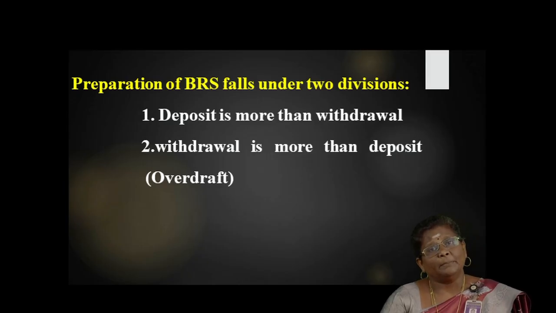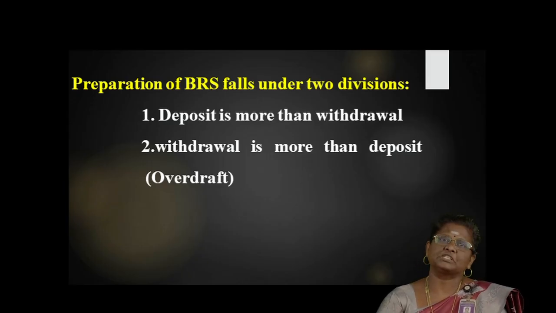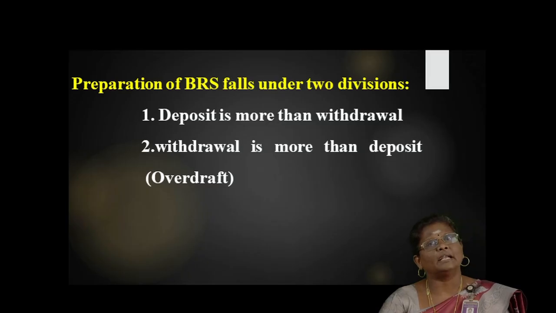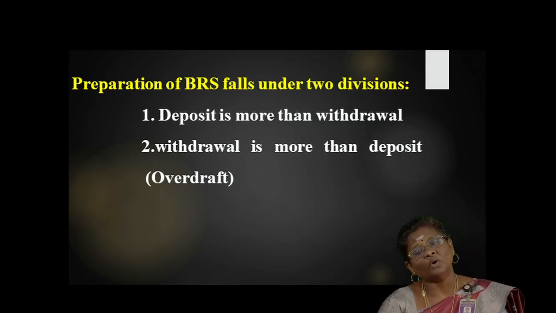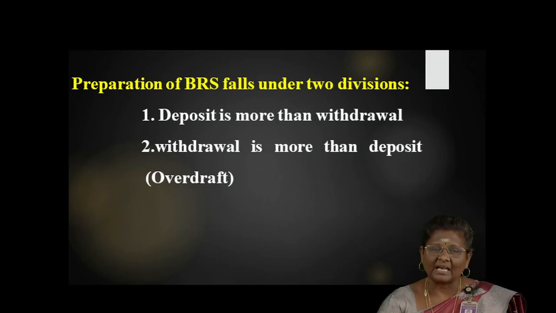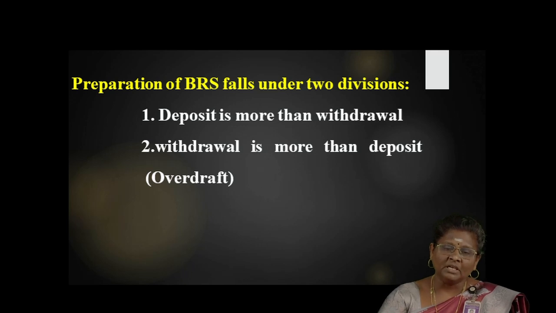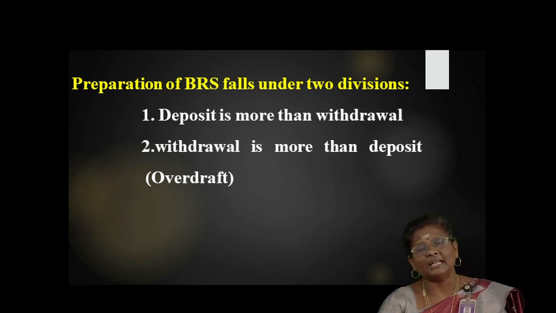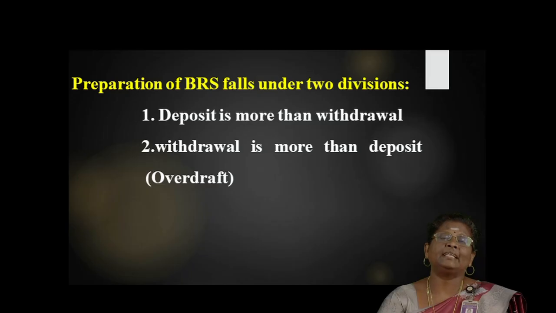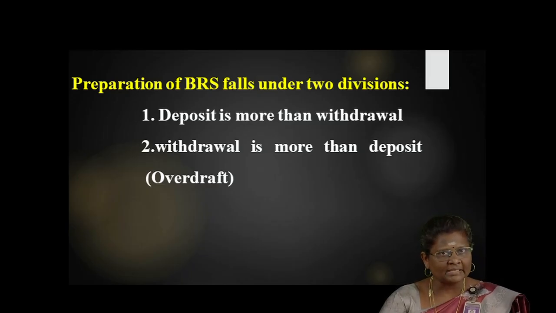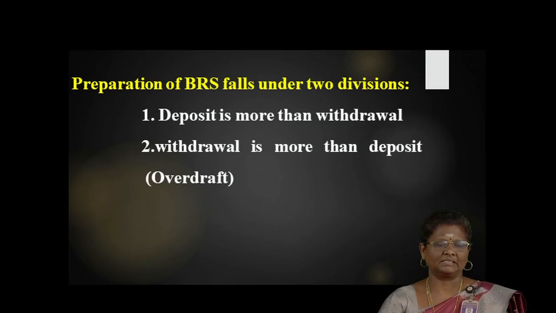Right. So the preparation of the bank reconciliation statement falls under two divisions. Number one is deposit is more than withdrawal. That is, our cash balance shows us a debit balance. In that case, we are in an ordinary position. Sometimes withdrawal is more than the deposit. In that case, it is called overdraft balance. So, ordinary balance and overdraft balance.